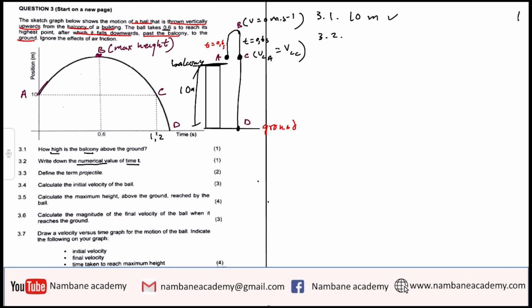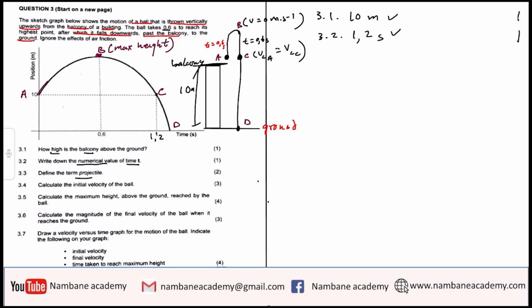Ladies and gentlemen, time t, it is there at point C. Where is point C? Point C is now when the projectile has completed the motion ABC. And according to symmetry, we understand that when it took 0.6 seconds to reach point B, it actually took 0.6 to reach now point C. Ladies and gentlemen, we have already answered that question to say it must be 1.2 seconds, 1 mark also.